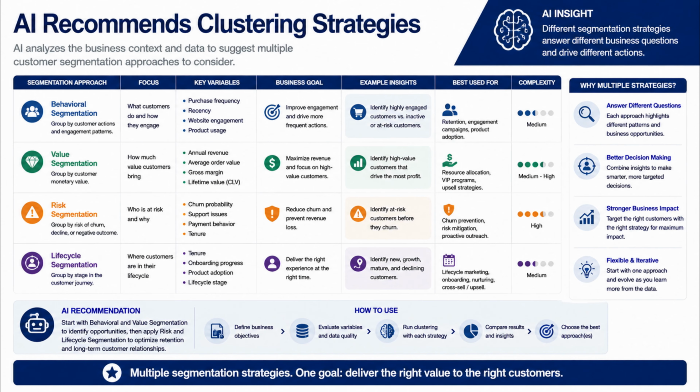Section 11. AI recommends clustering strategies. AI can suggest possible segmentation approaches: behavioral segmentation, value segmentation, risk segmentation, lifecycle segmentation. These recommendations provide useful starting points before analysis begins. Different segmentation strategies answer different business questions. AI helps analysts quickly evaluate which approach is most aligned with organizational goals.